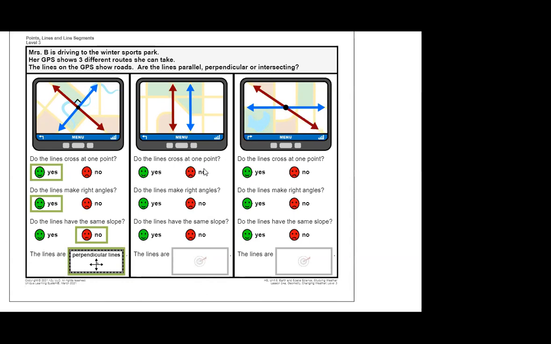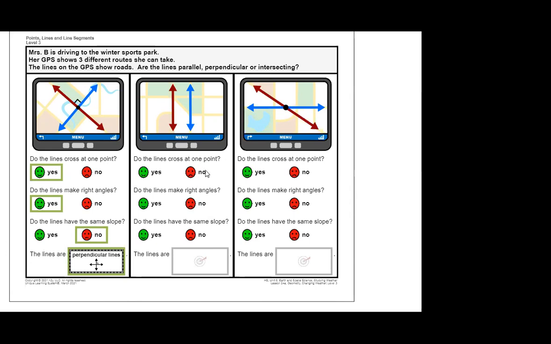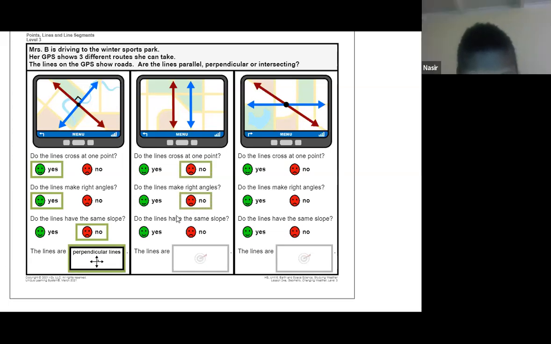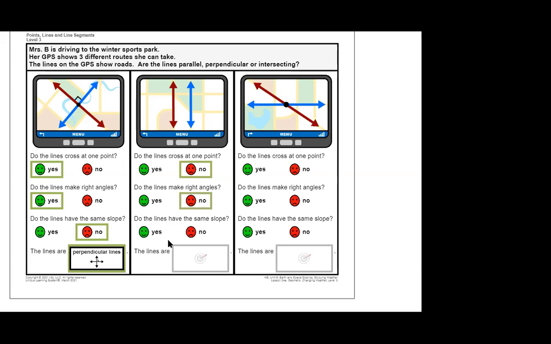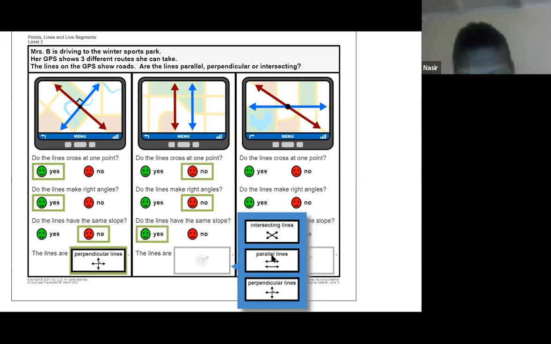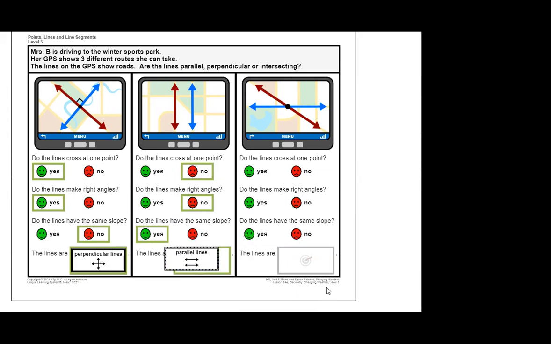Do the lines cross at one point, yes or no? Do our lines cross right here? No, they don't. Do the lines make right angles? No, they don't. Do the lines have the same slope, going in the same direction? Yes, so they have the same slope. So these are intersecting lines or parallel lines? Parallel lines. Oops, wrong one. Got it right this time.